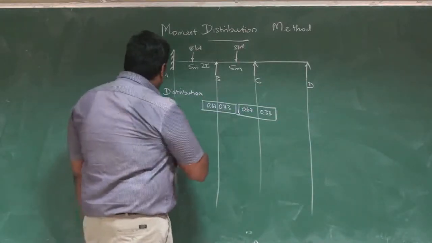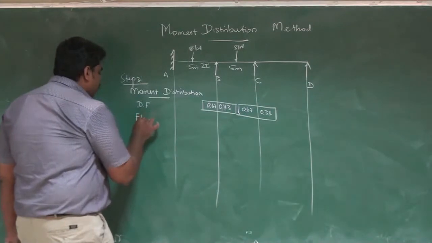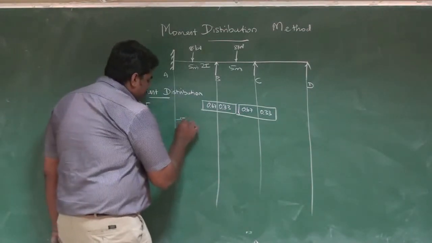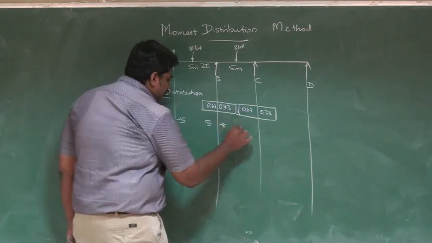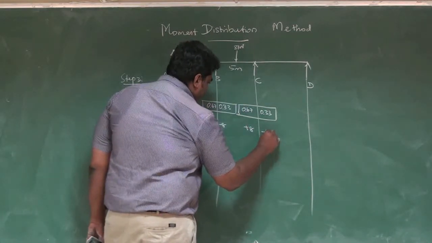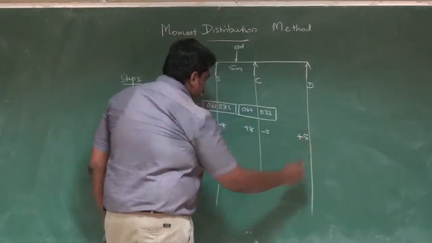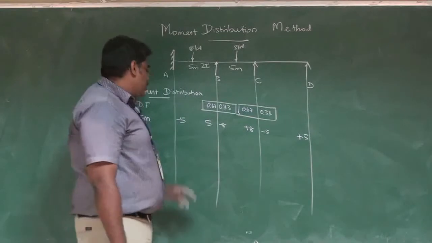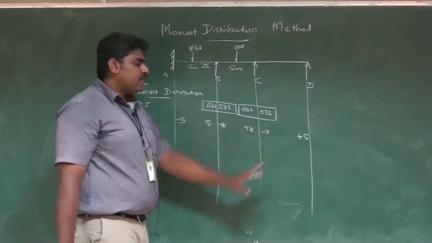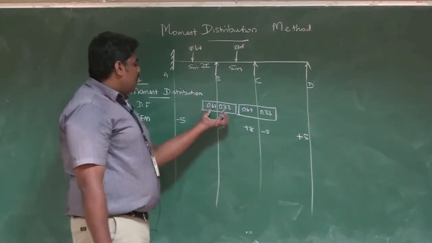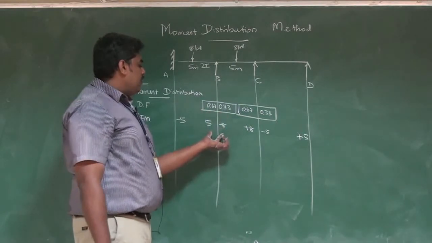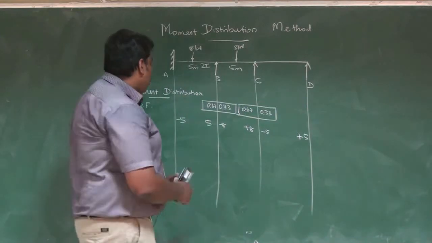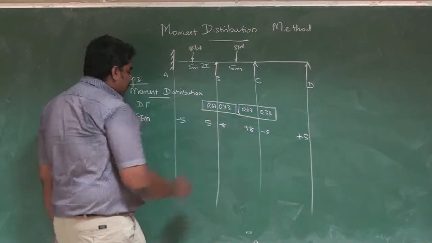So the second thing I have to write here is the fixed end moments which we have obtained, right? Let me assume -5 plus 5, -8 plus 8, -5 plus 5, right? So here I have taken the values which we have taken in the fixed end moments, -5 plus 5, -8 plus 8, -5 and plus 5, right? Now this unbalanced moment has to be distributed based on the values which we have obtained here, right? So this is the fixed end moment, right?